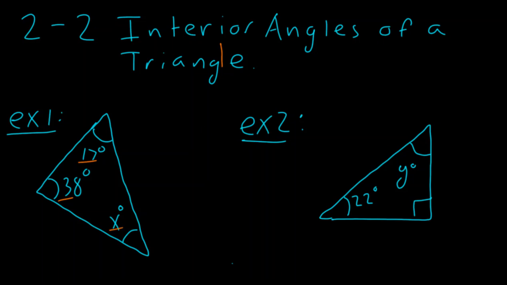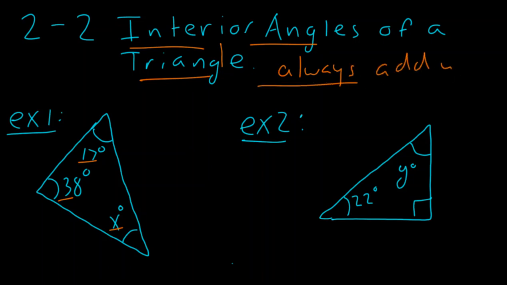So what would we have to know? Well, I want you to know this. The interior angles of a triangle always, how often? Always add up to 180 degrees. So if I know that all three angles always have to add up to 180 degrees, it's a fact that you guys need to learn, it's something you need to memorize. If I know that they always add up to 180, well, what can I do with these two angles?